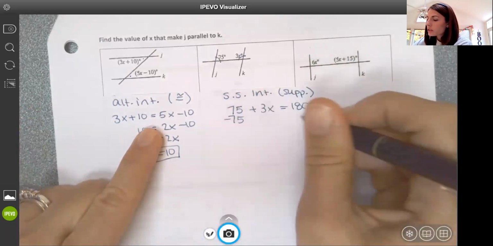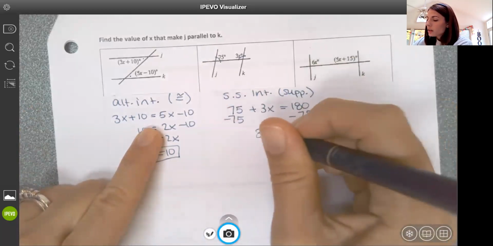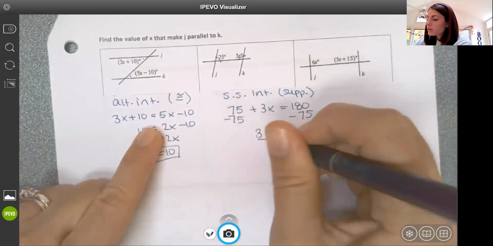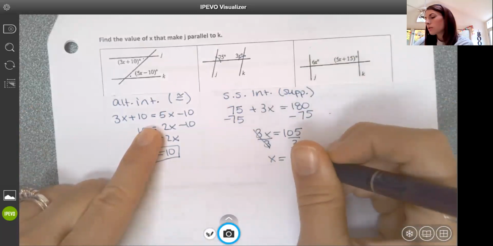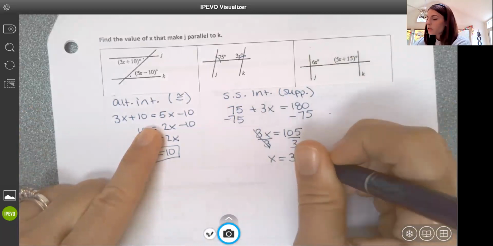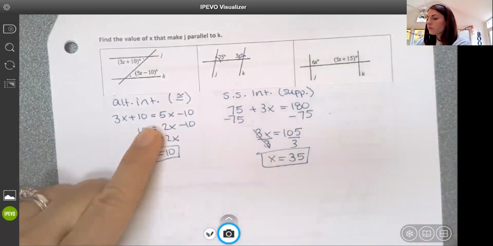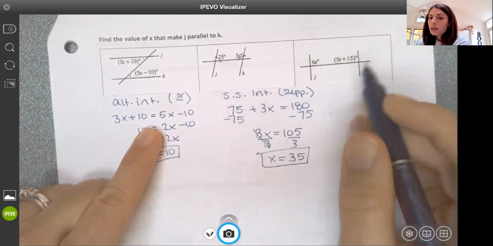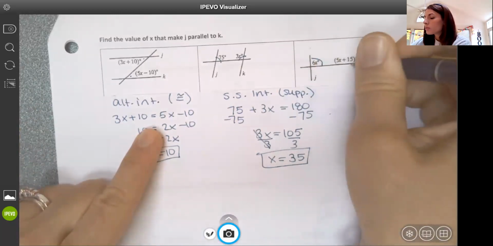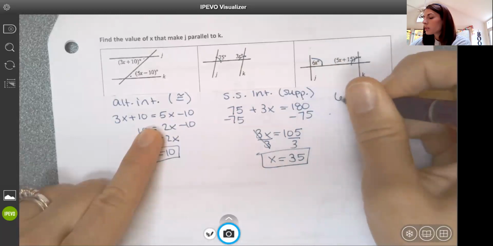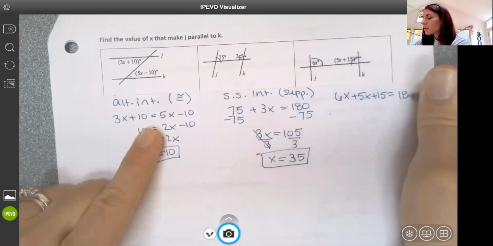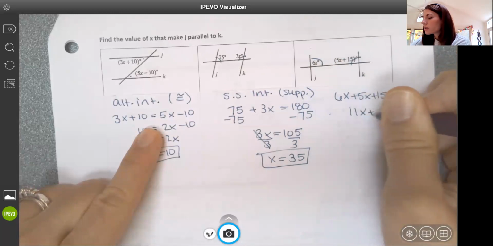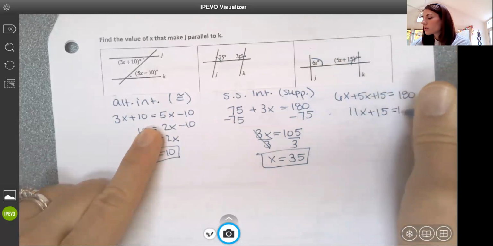And I subtract 75 and 3x equals 105. And I divide by 3 and x equals 35. Okay. Same on the last one. These are same side interior angles, so they're supplementary. The first angle plus the second angle equals 180, or 11x plus 15 equals 180.